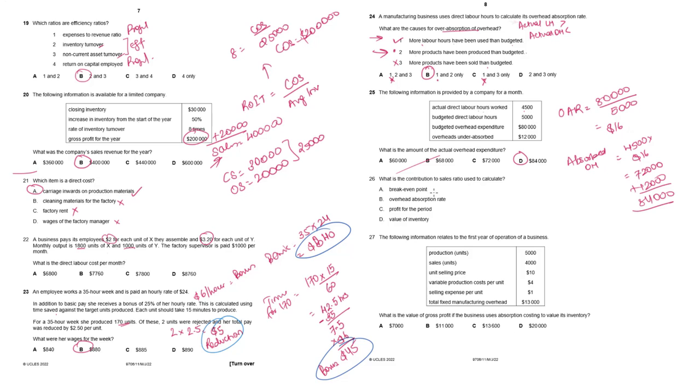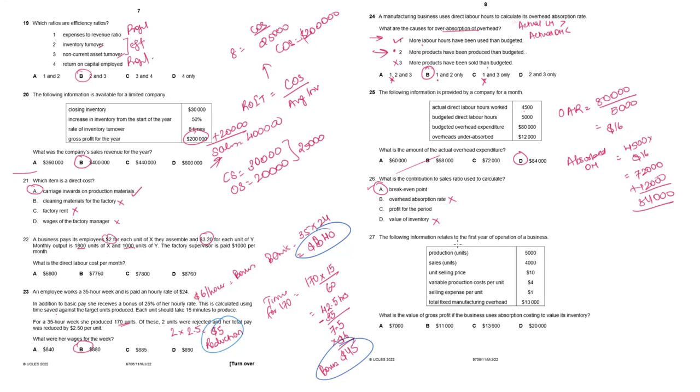What is contribution to sales? What is the contribution to sales ratio used to calculate? So definitely not overhead absorption rate. Break-even point, yes. In the formula for break-even point, we have its use. Profit for the period, probably it could be used somewhere, but A is definitely a better answer than C. And value for inventory, no. So A.